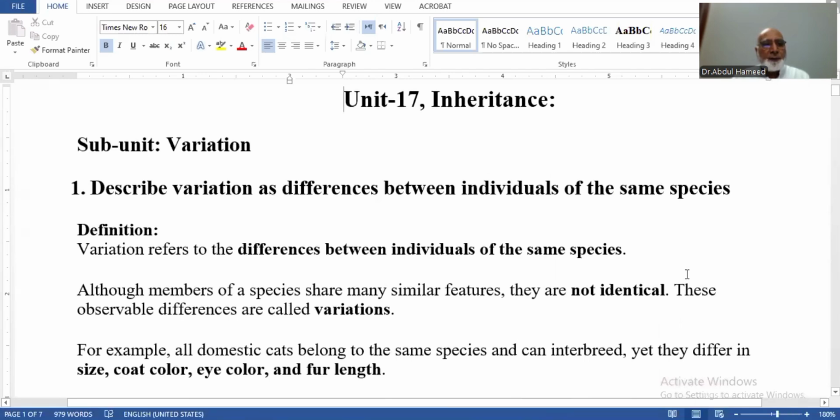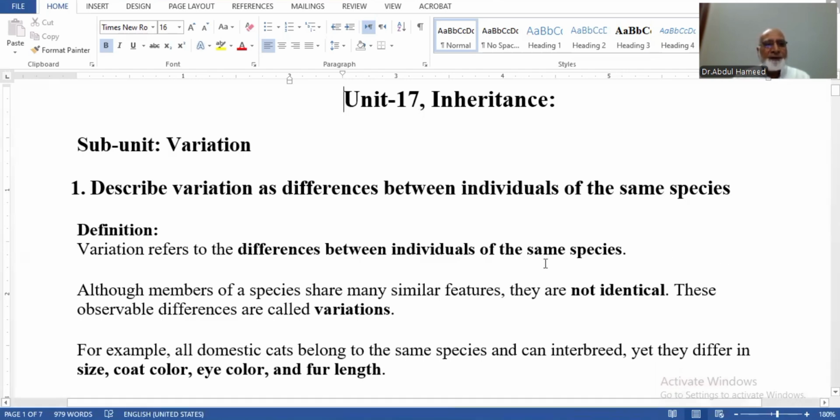So first subtopic in this subunit variation is to describe the variation as differences between individuals of the same species. So in terms of genetics, we talk about the variation in a sense that it is the difference between individuals of the same species, although in case of genetics, we also deal with the inheritance, meaning the likeliness of the offspring to their parents.